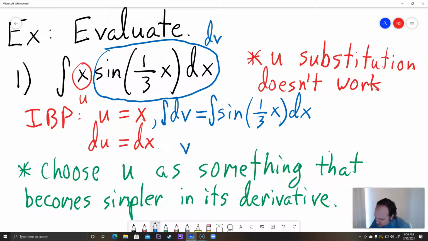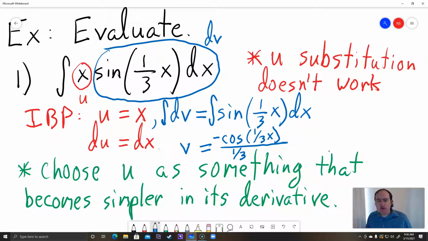So that's going to give us v equals, with the 1/3, you're going to end up dividing by it. We need to take the antiderivative. So what is the antiderivative of sine? Well, we know that the derivative of cosine is negative sine, so the antiderivative of sine has to be negative cosine. So when all is said and done, you're going to have negative cosine of 1/3 x, and then you're going to end up dividing by the 1/3.